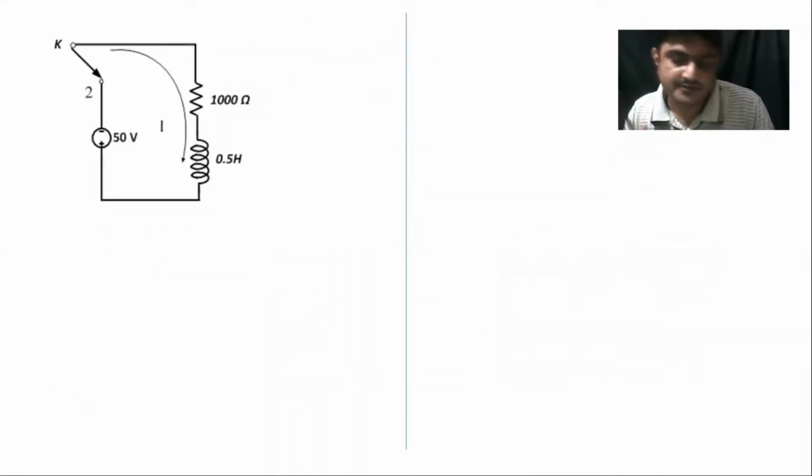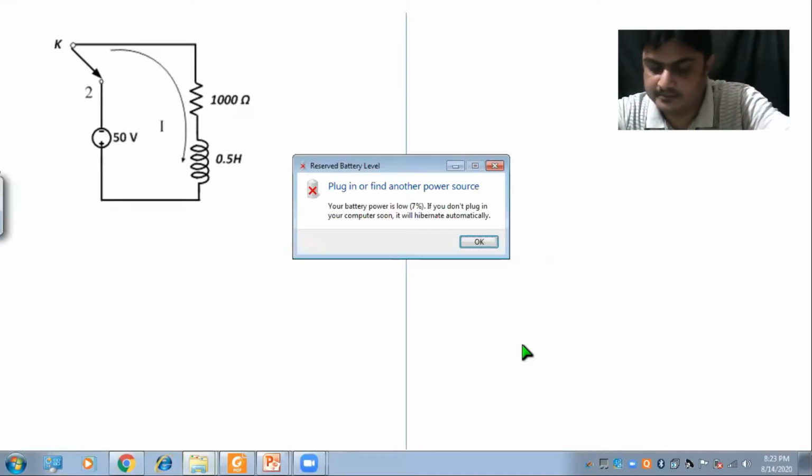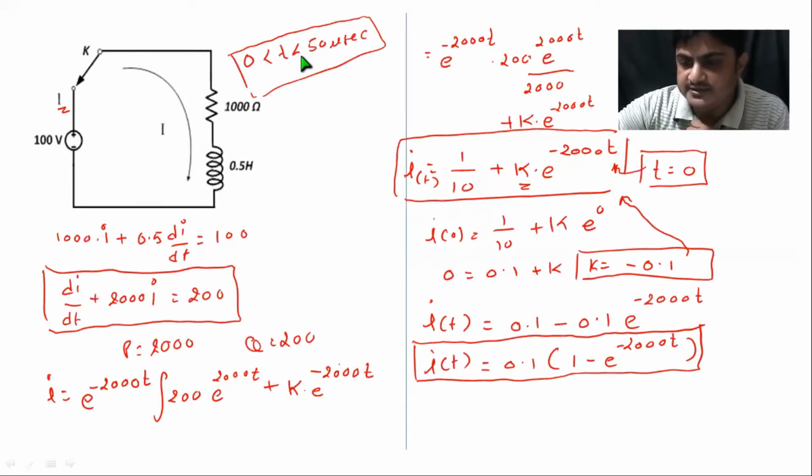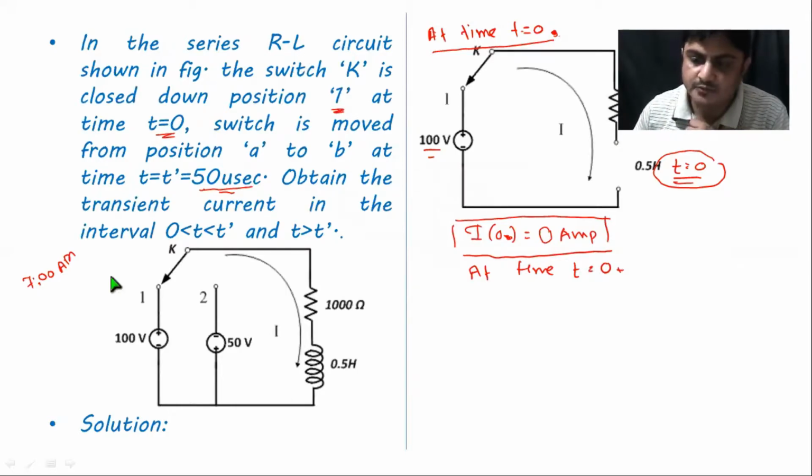Now let us discuss our third part of the example, and that is very important. That is t greater than 50 microsecond. So at t greater than 50 microsecond, you are changing the switching position from position number 1 to 2. It means that now my switch is moved from position 1 to 2.